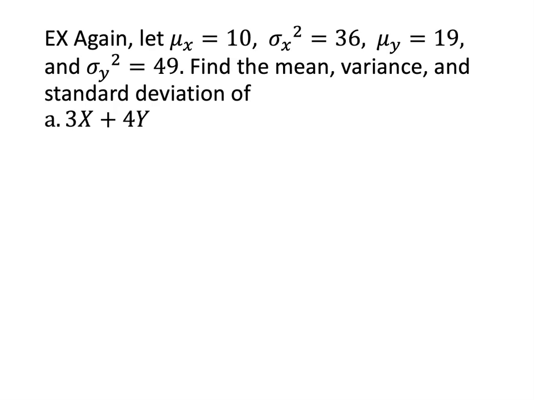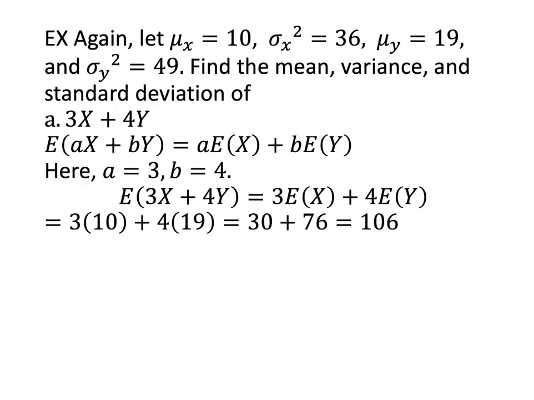Again, let's keep these same values. So the mean of x is 10, variance is 36, mean of y is 19, variance is 49. Find the mean, variance, and standard deviation of 3x plus 4y. Here's the formula for the expected value, that is the mean. We've got a equals 3, b equals 4. The expected value of 3x plus 4y is 3 times the expected value of x plus 4 times the expected value of y. In other words, it's 3 times 10, the mean of x, plus 4 times 19, the mean of y. So that's 30 plus 76, or 106.